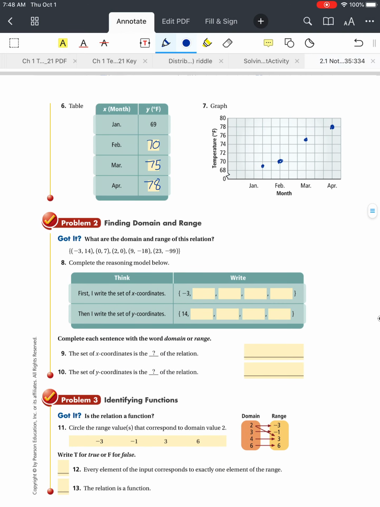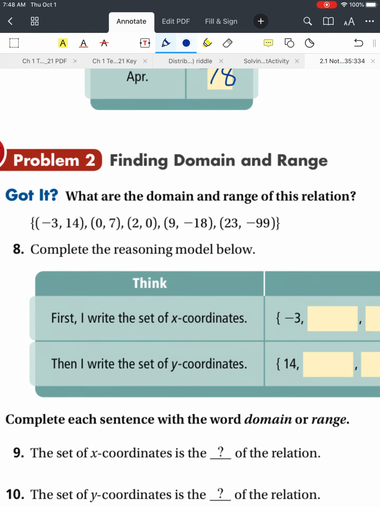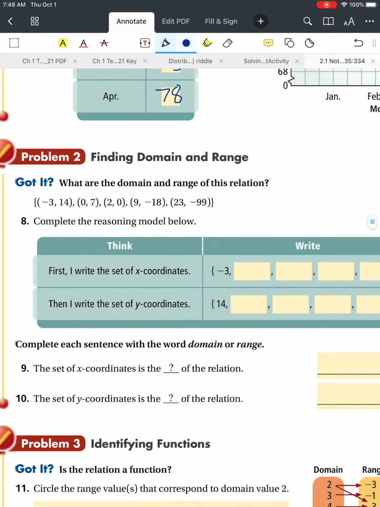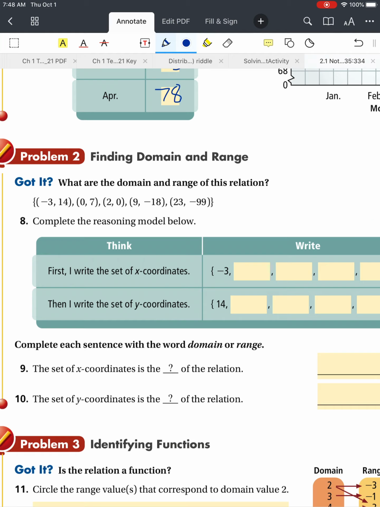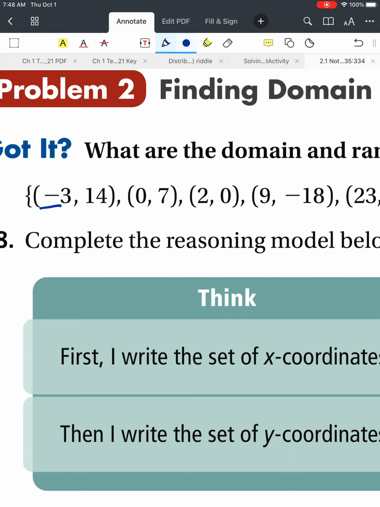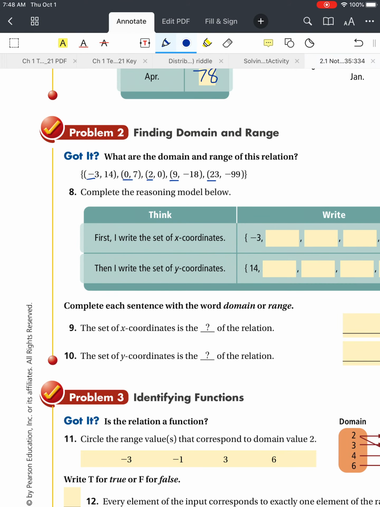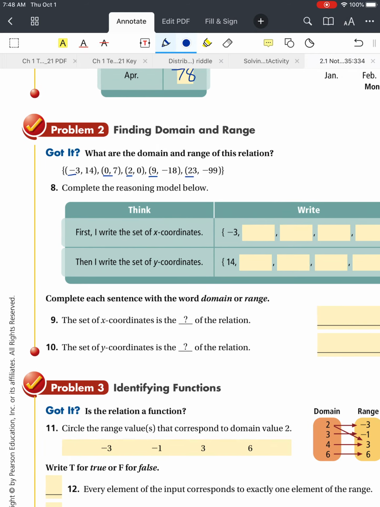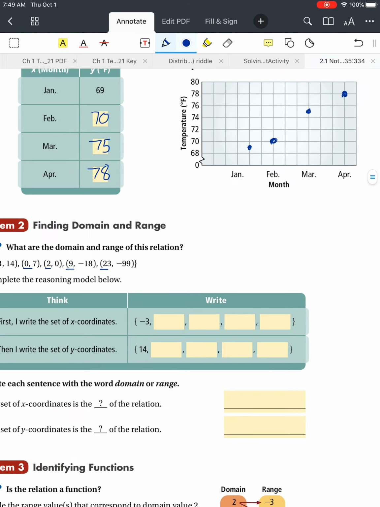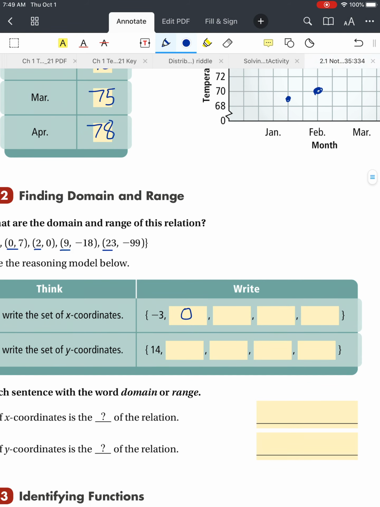Okay. Finding domain and range. What are the domain and range of the relation? So, again, domain is the set, is the ordering of every single x value. Usually we like to do it in numerical order. So I see -3. Here it is, domain. I see -3. I see 0, 2, 9, 23. Looks like they're already in order from least to greatest, so I'm just going to keep that same order of -3, 0, 2, 9, 23. Just listed off every x value there.